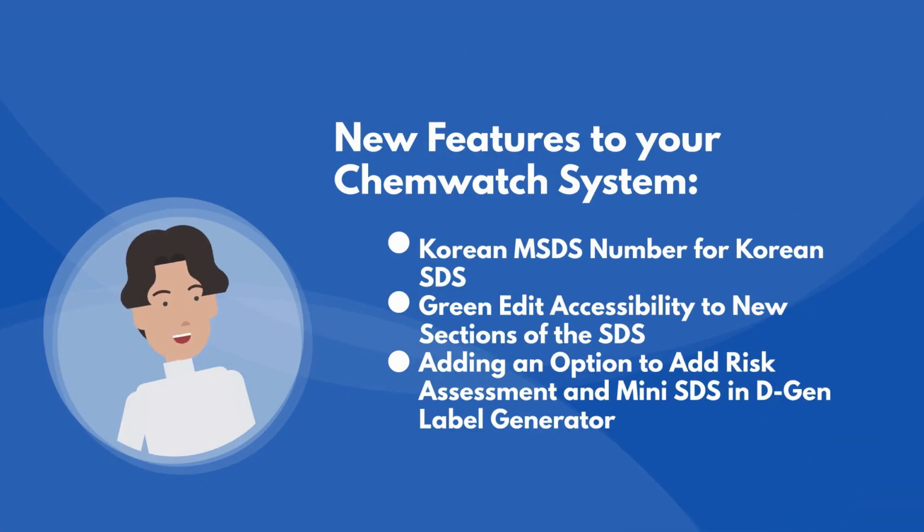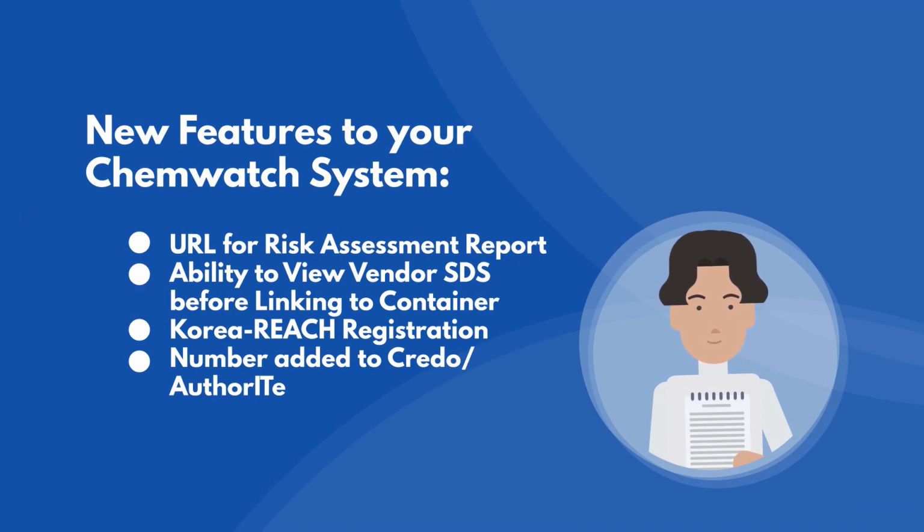New features to your ChemWatch system include Korean MSDS number for Korean SDS. Green Edit accessibility to new sections of the SDS. An option to add risk assessment and mini SDS in DGen label generator. URL for risk assessment report. Ability to view vendor SDS before linking to container.